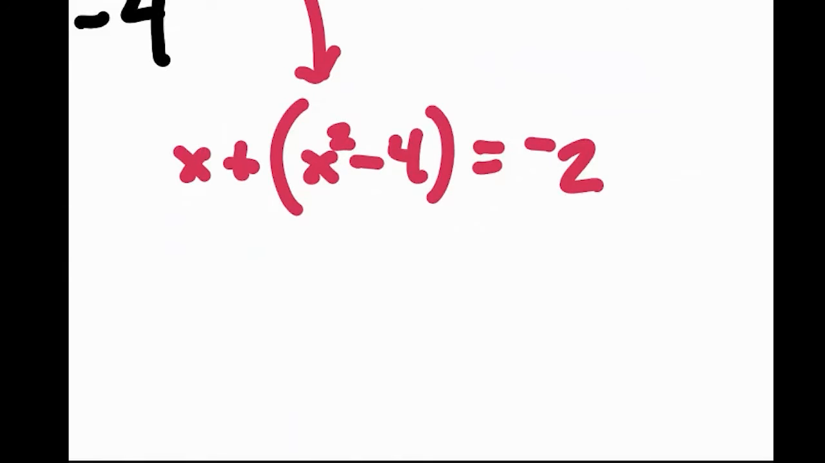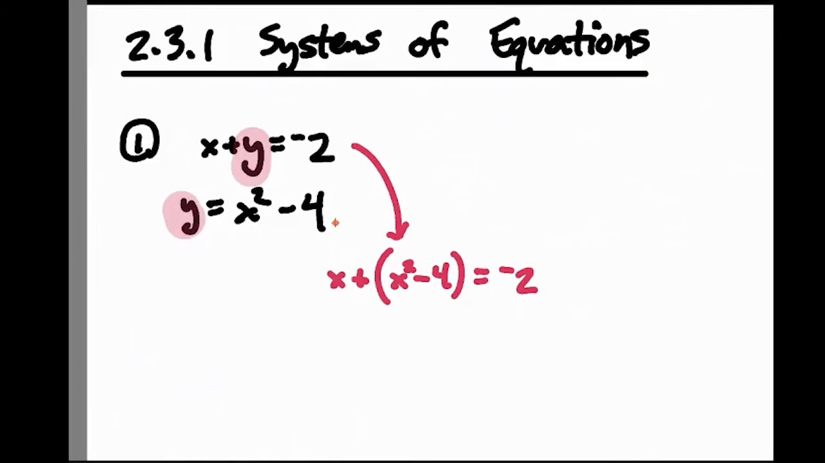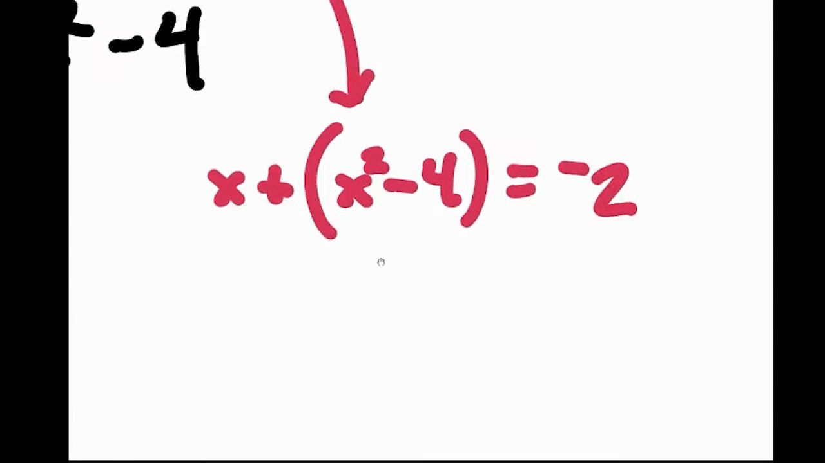Anytime you see a quadratic equation like this, what you're going to want to do is make it equal to 0 so you can use the quadratic formula. So if you like steps, the red step was substitute, and actually substitute correctly. Step 1 is substitute. Step 2 is set the quadratic equation equal to 0. So that's what we're going to do.